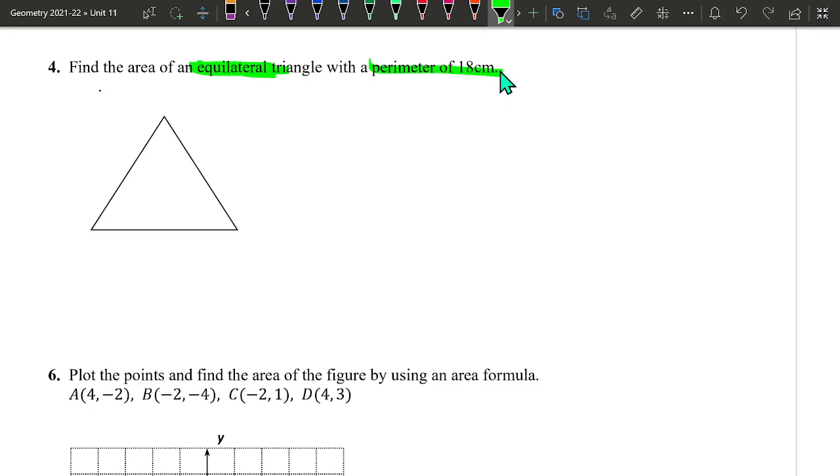So if you remember, equilateral triangle is a very specific type. That means that all the sides are the same. Equilateral. All 3 sides are the same. And the perimeter is 18 centimeters, so the distance around this triangle is 18 centimeters. And if I split it evenly in 3 ways, 18 divided by 3, because it's all even, gives me 6 centimeters. So each side of this triangle is 6 centimeters.